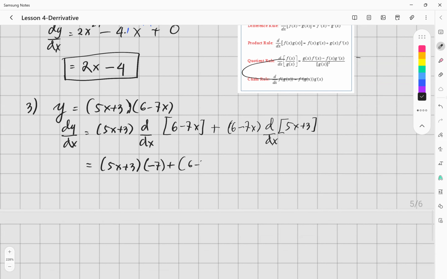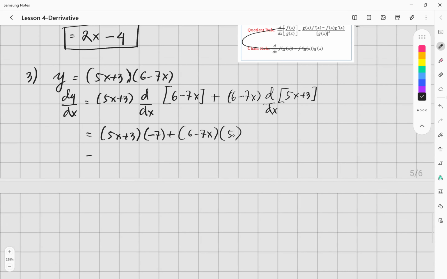Plus 6 minus 7x. Derivative of 5x is what? Bring down the 1, 1 times 5x to the power of 1 minus 1. 1 minus 1 is 0, so you only have 5. Derivative of 3 is 0. Derivative of a constant is 0.